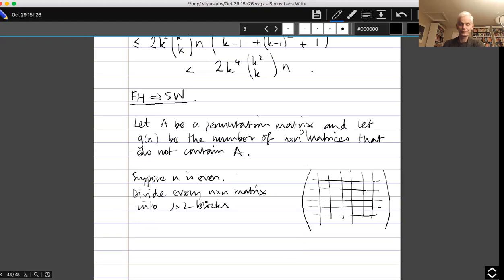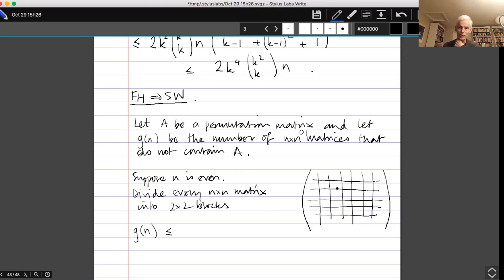Right, so let's think about how many ways there are. We're going to get a bound for G of n in terms of G of n over 2. So we'll look at how many ways there are of deciding which blocks we're going to put a 1 into, and then we'll look at how many ways there are of putting those 1s. So how many ways are there of deciding how to occupy some blocks?